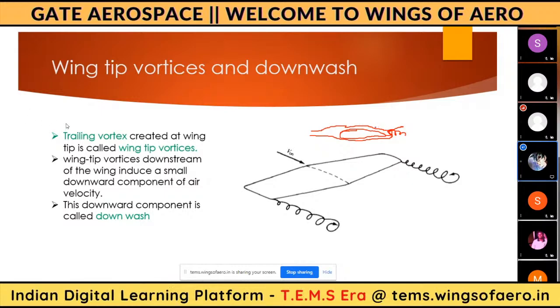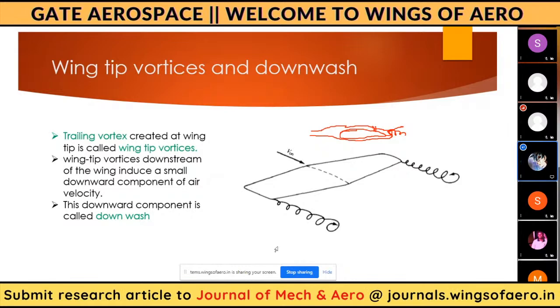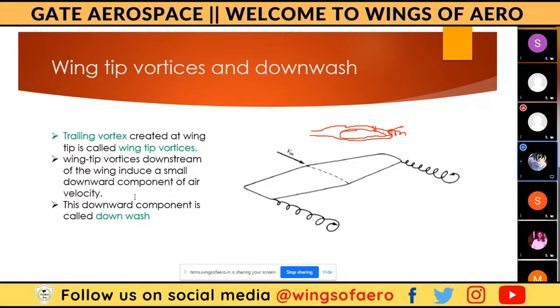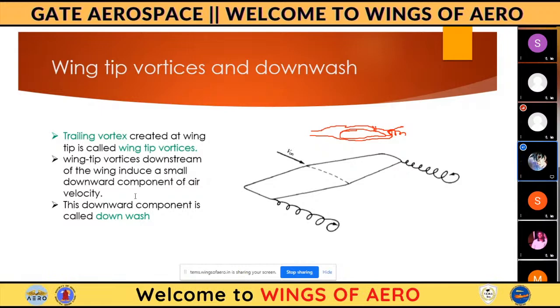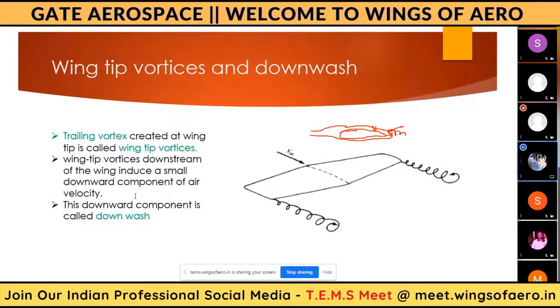Because of this force, what will happen? There is a downward movement of air. It tends to move the vortices somewhat backward. It won't make the vortices stagnant at the trailing edge. This is called downwash: some downward movement of air because of the curved slope.